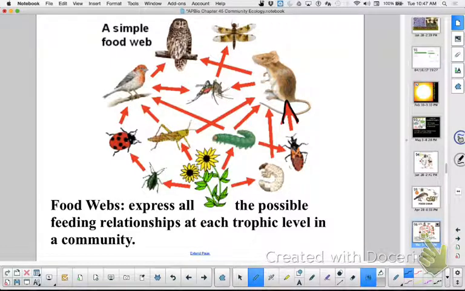Okay, so think of those. So when this lady beetle, or whatever, that's not a lady beetle, that's some other beetle, it's going into the mouth of the mouse, right? Do you see that? That's important to know which way the labels are going.